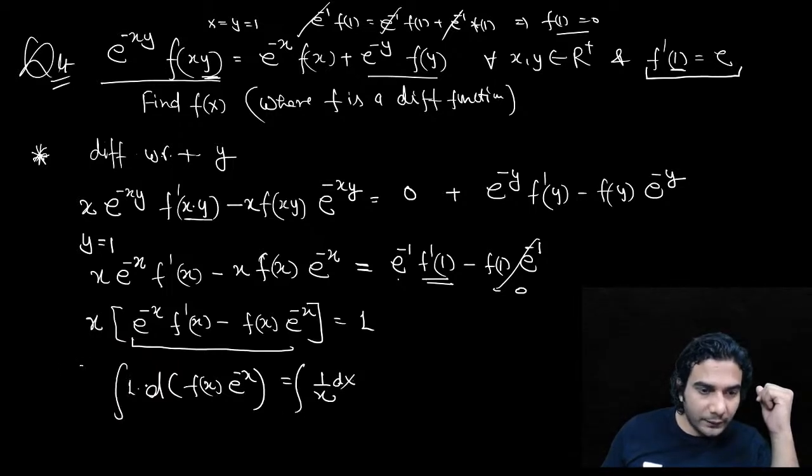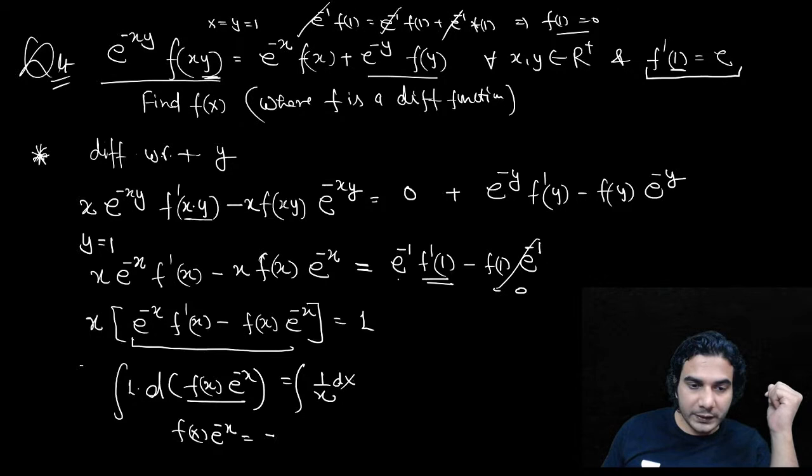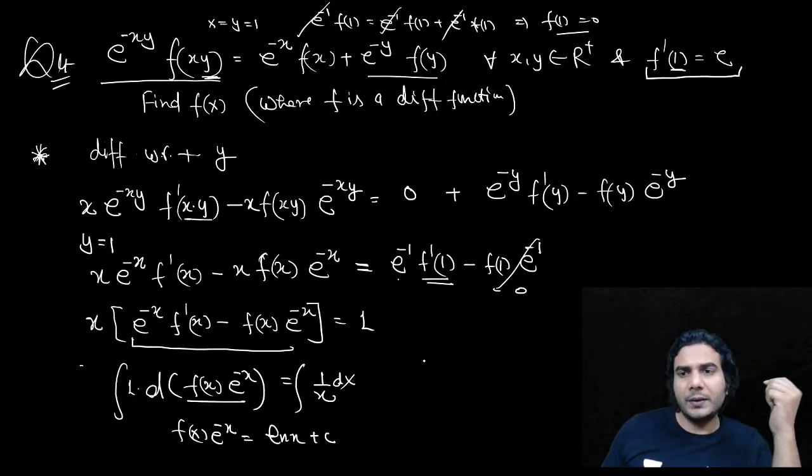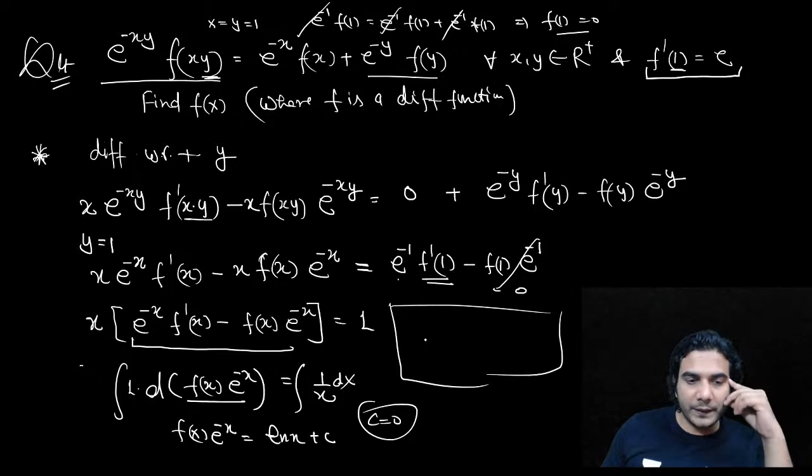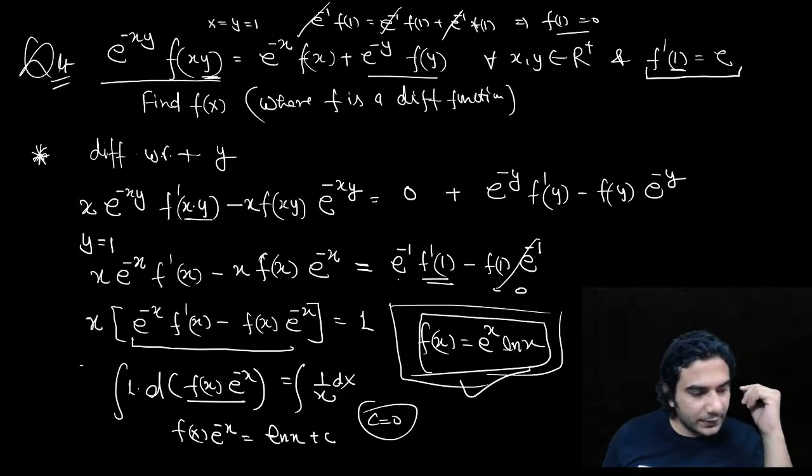So you're integrating 1 with respect to this function. You'll get f x e raised to minus x is equal to the integration of 1 upon x, which is ln x plus c. Now c you can find. f of 1 is 0. So if you put 1, then c is going to be 0, right? So c is going to be 0. And finally, you'll get your f x. f x is e raised to x ln x. This is your function, all right? This was the answer.